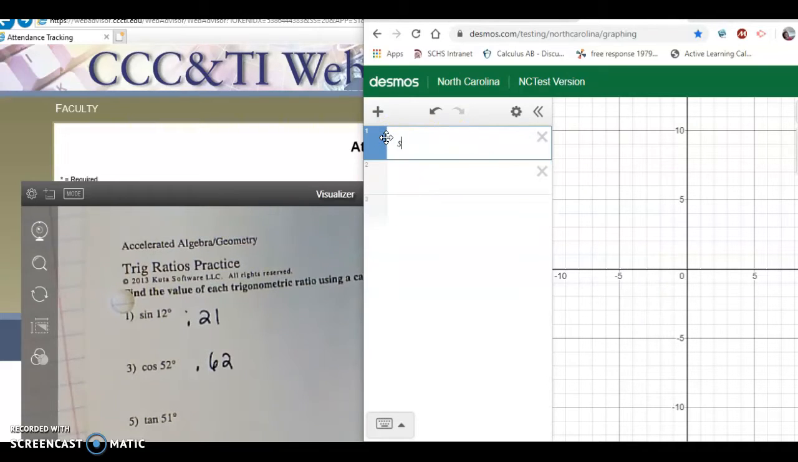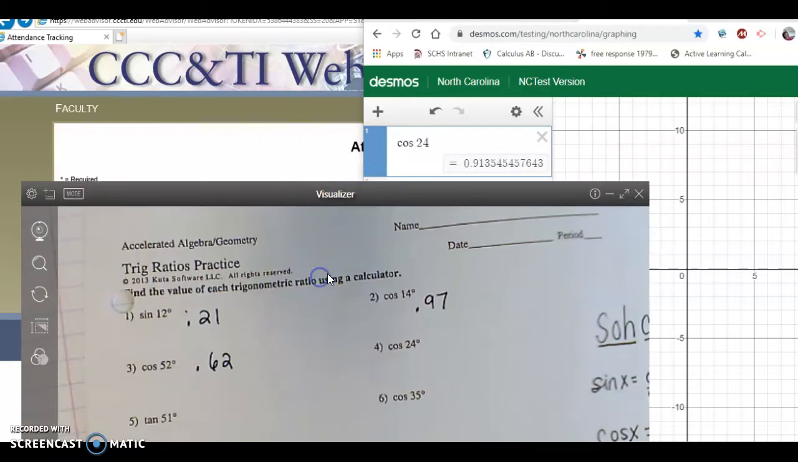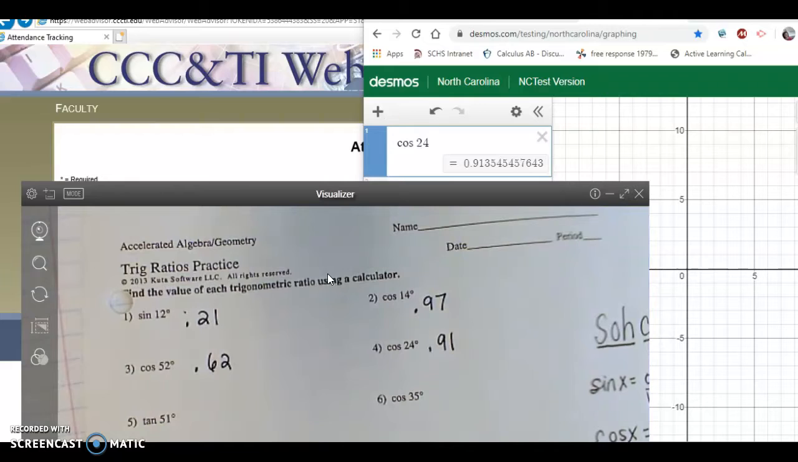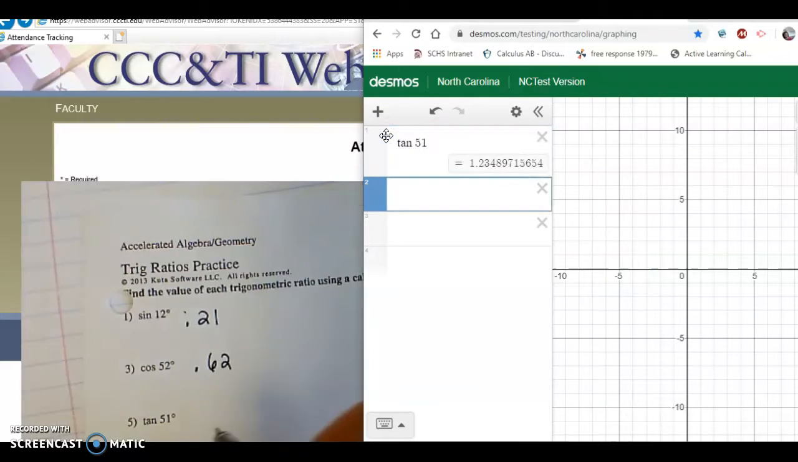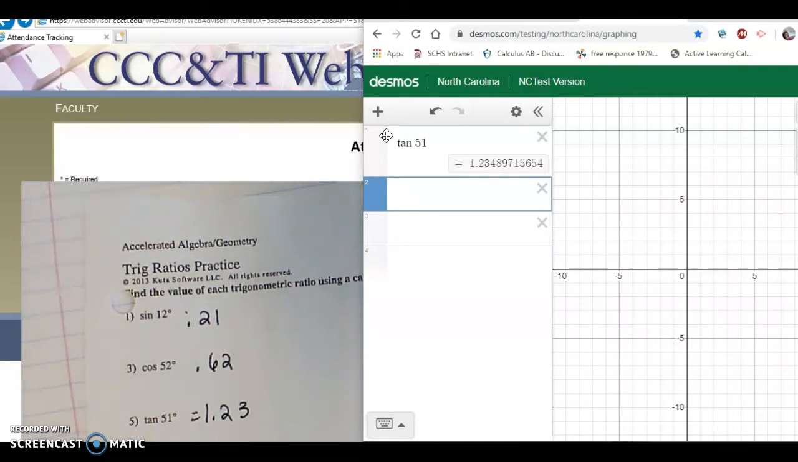The next one says cosine of 24. Then there's tangent of 51. And then the last one on this group of problems is cosine of 35.